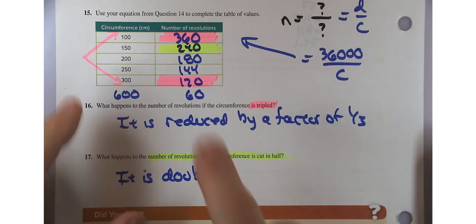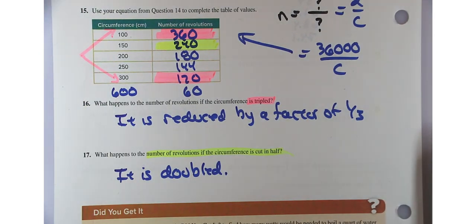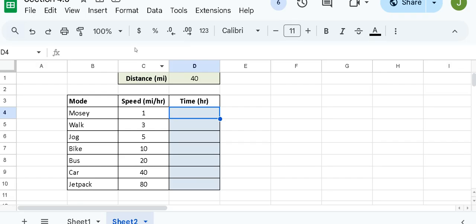So in section 4.4, we had an example of indirect variation, that is, one goes up, the other one goes down. So let's take a look at this over here. The time that it takes you to get a certain distance, we figured out was 40 divided by this number here.